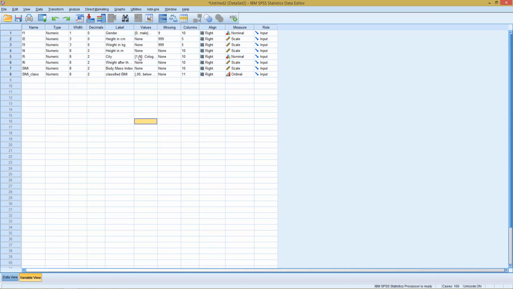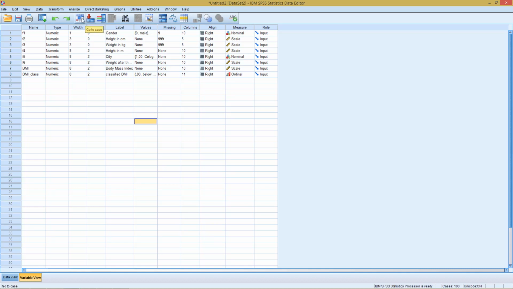So if we take a look here at our data set, one idea we could use would be, for example, the classified BMI and our height. Let's take height in centimeters and classified BMI. Classified BMI is ordinal, height in centimeters is scale, meaning metric, so we need to use the respective method. The respective method for this is Spearman's rank correlation coefficient.